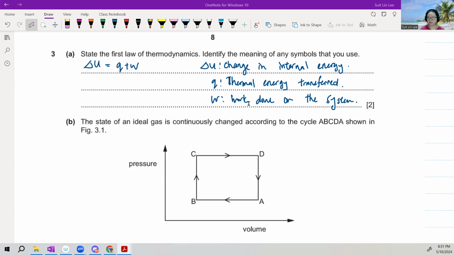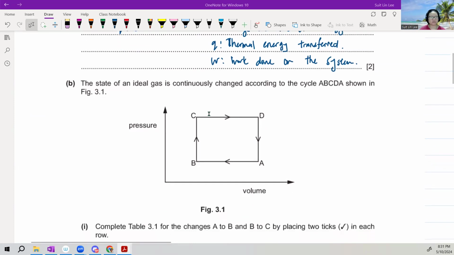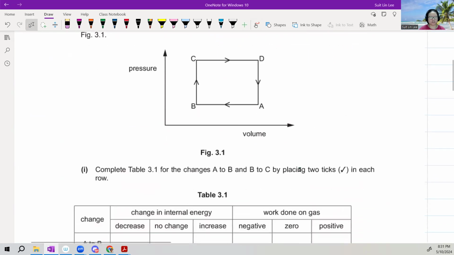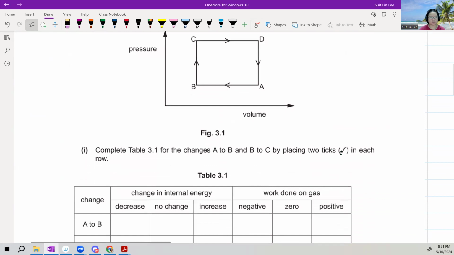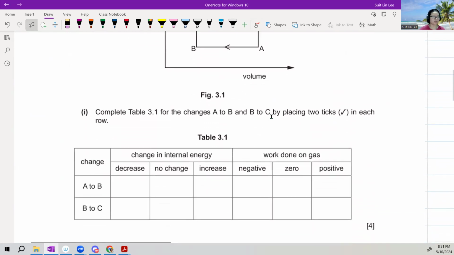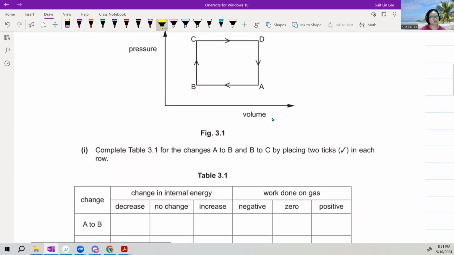Okay. All right. So moving on. Here you have a cycle. It's a slightly different one. Normally you will have a triangle looking cycle, but sure. Complete Table 3.1 for all the changes by placing 2 ticks in each row. Okay, very nice. So let's look at A to B first.